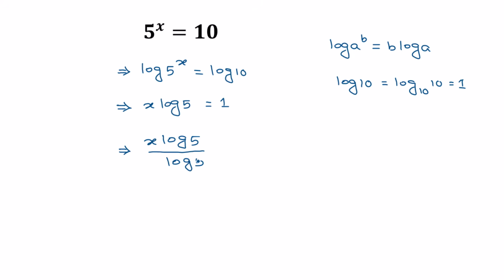Now dividing both sides by log of 5, we will get x times log of 5 divided by log of 5 is equal to, on the right side, 1 over log of 5. We have divided both sides by log of 5, so log of 5 and log of 5 will cancel out and it will be x is equal to 1 over log of 5, and this is the solution of our given equation.